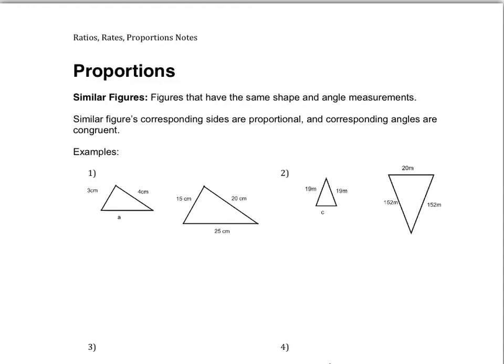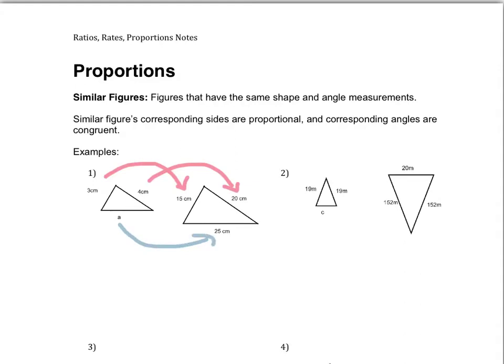For example, in number 1, we have a smaller triangle and a bigger triangle. But if you notice, to go from 3 centimeters to 15 centimeters is times 5. To go from 4 centimeters to 20 centimeters is times 5. So we can assume that to go from A to 25 is also times 5, because we're told that these are similar figures.